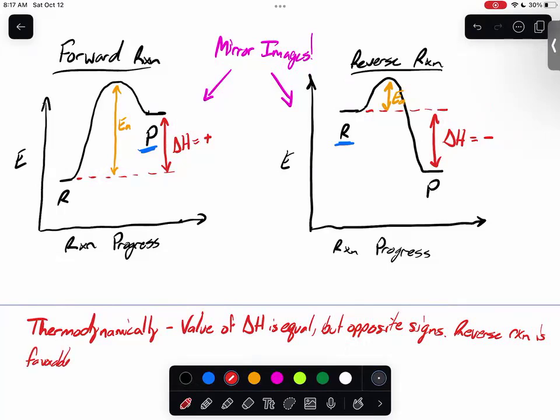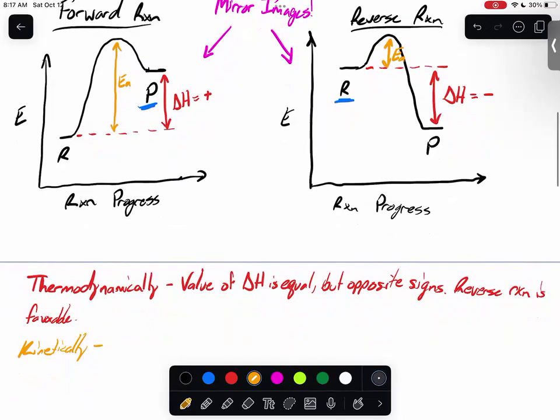But then if we're talking about this kinetically, notice that also the reverse reaction has a much lower activation energy, right? And so since the forward reaction's activation energy is so much higher and the reverse is so much lower, the reverse reaction is going to be faster, right? So our activation energy changes and the reverse reaction is much faster.